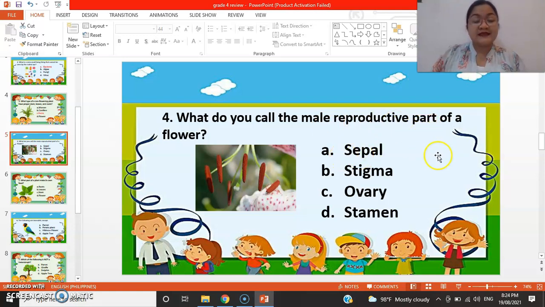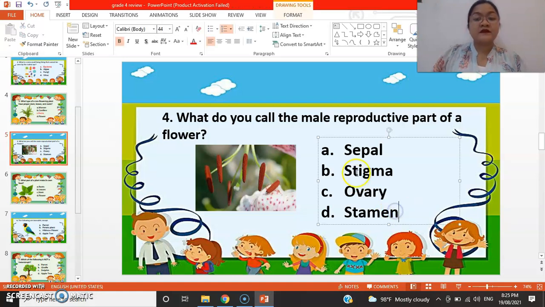Letter A, sepal. Letter B, stigma. Letter C, ovary. Or letter D, stamen. Again, what do you call the male reproductive part of a flower? A, sepal. B, stigma. C, ovary. Or letter D, stamen. So, the part of the male, it has the anther and the filament. So, what do you call that part of a flower?